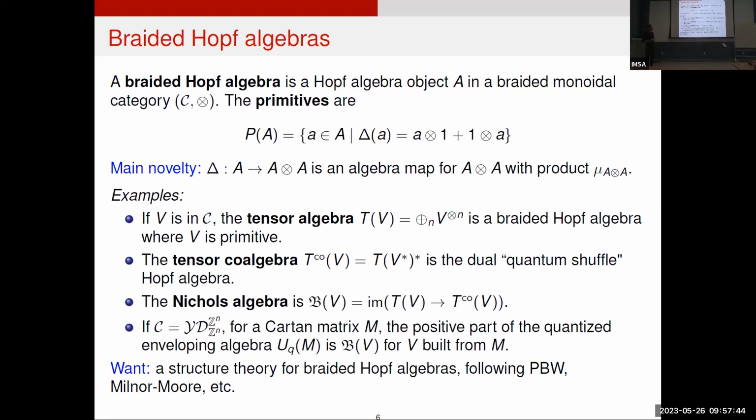I'm completely not going to do a good job of addressing that, but for instance, the theorem of Rosso tells you that if you're working in the category of Yetter-Drinfeld modules for Z to the n, and if you have a Cartan matrix, the n by n Cartan matrix, then you can build the positive part of the quantized enveloping algebra as the Nichols algebra for a suitable object.